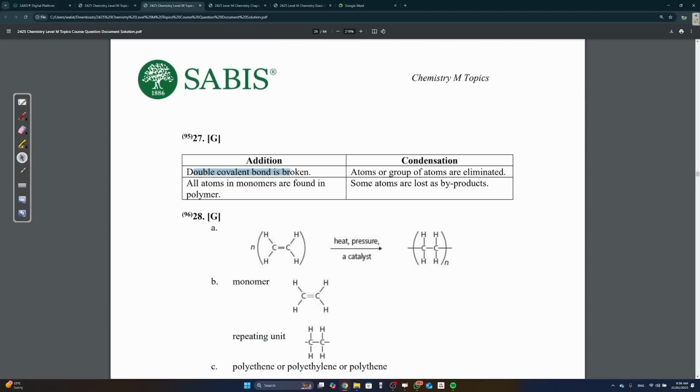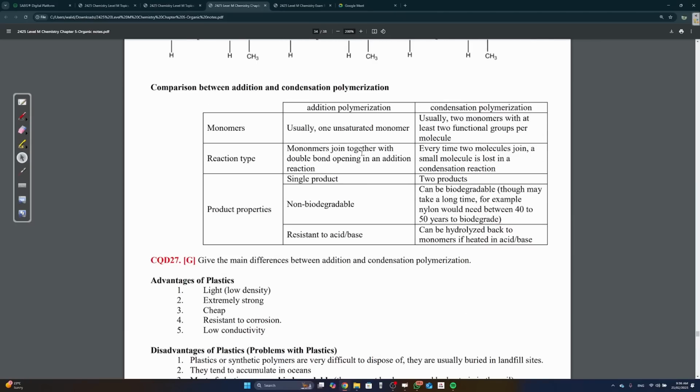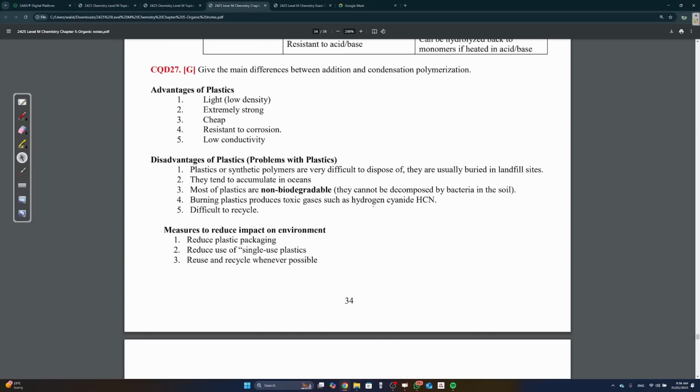Okay, addition, double covalent bond is broken. In condensation, the atoms are eliminated to form a byproduct, right? Here, addition, all atoms are found in the polymer, but in condensation, some are lost as the byproduct. These as well, in case she asks. Okay, advantages of plastics: light, of course, extremely strong, cheap, resistant to corrosion, low conductivity. Okay, memorize it. Disadvantages, it's very difficult to dispose of, so they're buried in landfills, they accumulate in oceans. Most are non-biodegradable. Okay, you need to know that.